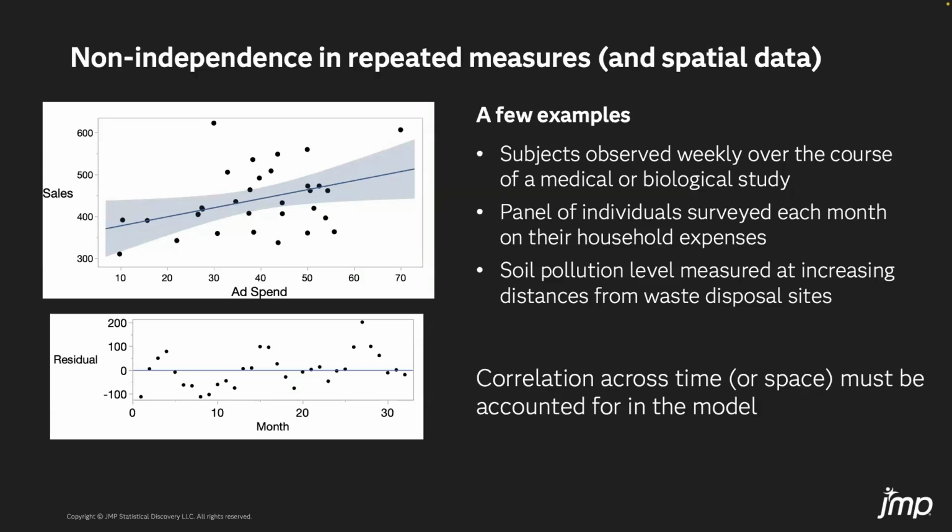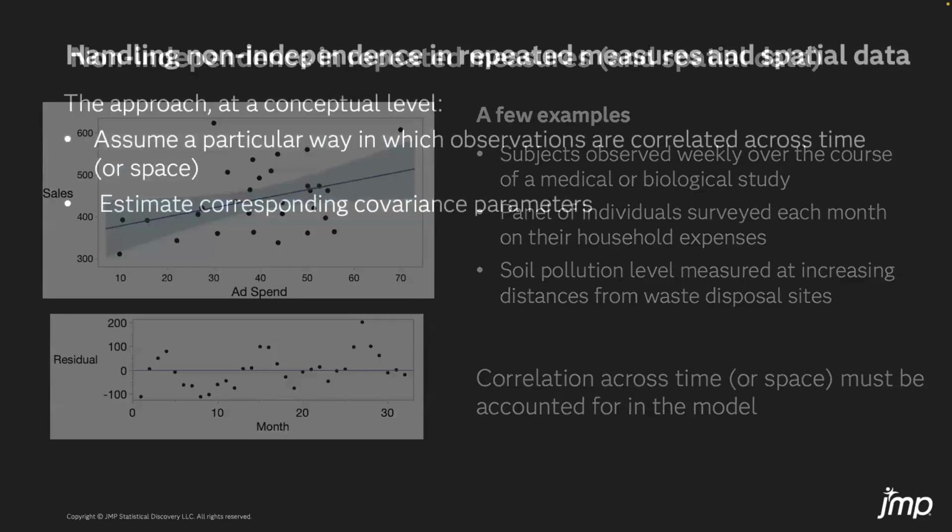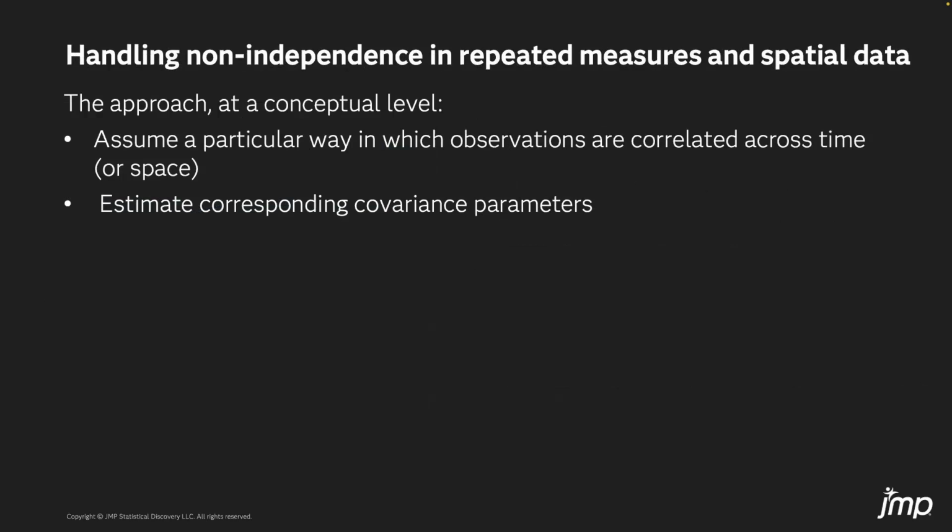Now, crucially then, any correlation in these repeated measures or longitudinal or spatial data has to be accounted for in some way by the model in order to, again, get that accurate estimate of residual error to be able to form accurate inferences. So here's the idea of how we're going to use mixed modeling to do that. We're going to assume a particular way in which observations are correlated across time points or maybe across spatial distances.